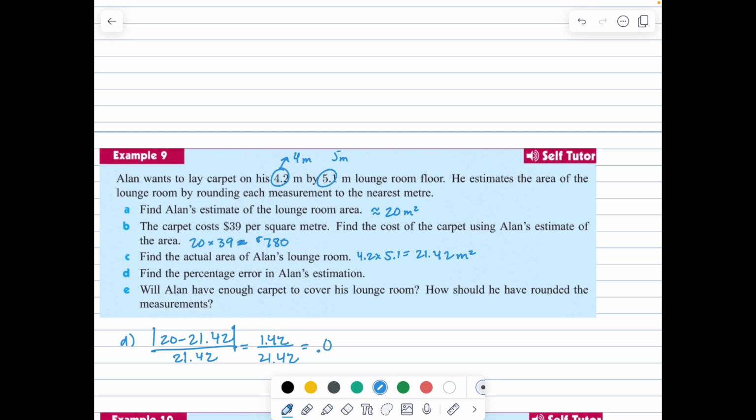We get 0.066, which if we write that as a percent, that's 6.6%, moving the decimal over twice. So that is the answer to part D.